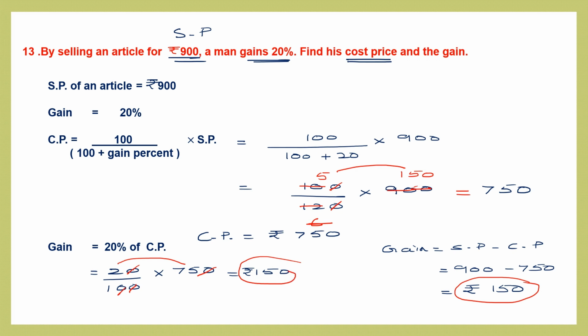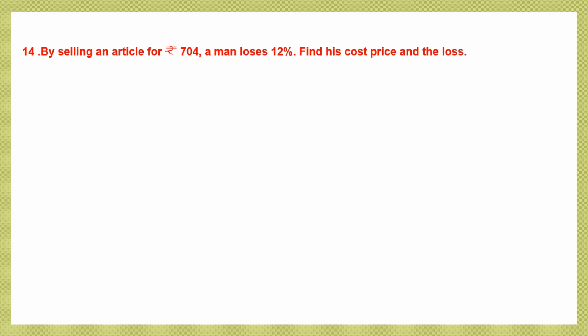So we have found two answers. One is we have found the cost price. The cost price is 750 rupees and we have found the gain, and the gain is 150 rupees. Question 14. By selling an article for 704 rupees, a man loses 12%. So we have to find his cost price, what he bought it for, and the loss that occurred. So here, selling price of an article is given to us, 704 rupees.